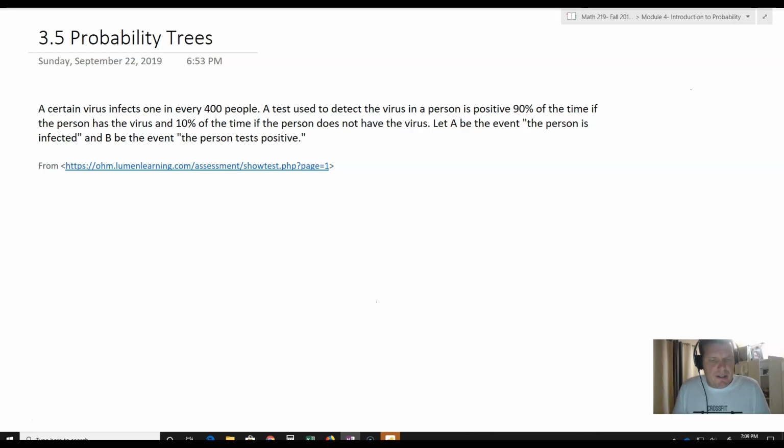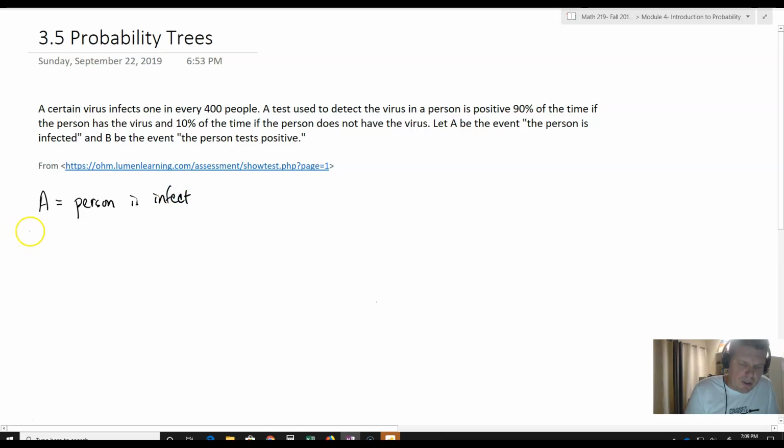A certain virus infects 1 in every 400 people. A test used to detect the virus in a person is positive 90% of the time if the person has the virus, and 10% of the time if the person does not have the virus. Let A be the event the person is infected, and B be the event that the person tests positive. So I'm going to write those down. A, person is infected.